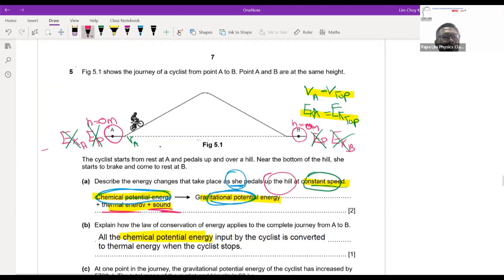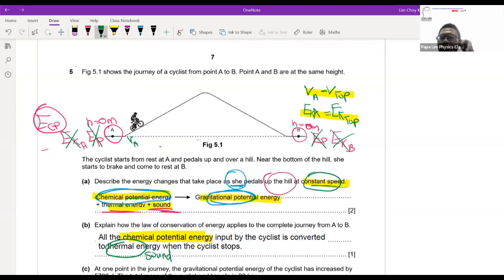On the left side here, there will definitely be input, which is your chemical potential energy. So this is the input here. Based on the law of conservation of energy, total input must be equal to total output. But in this case, in my output there isn't gravitational potential energy and there isn't kinetic energy. So where has the energy gone to? Based on analysis, you should know that if I cycle up, there will definitely be friction along the ground, friction along the gears, and definitely sound made along the way. So I will be able to deduce that all the energy from the body, from the cyclist, will be converted to thermal energy, and it could be sound energy also.